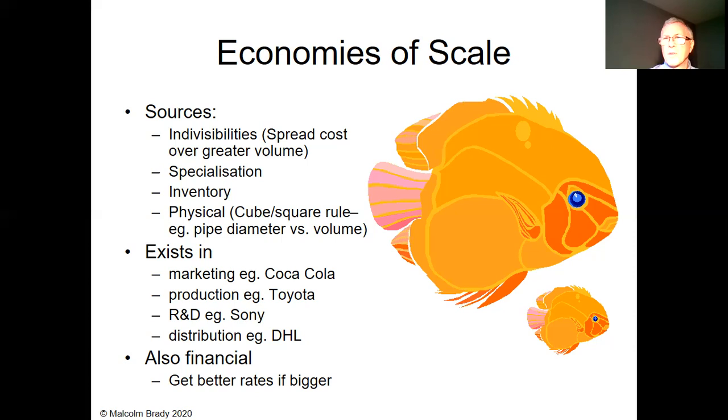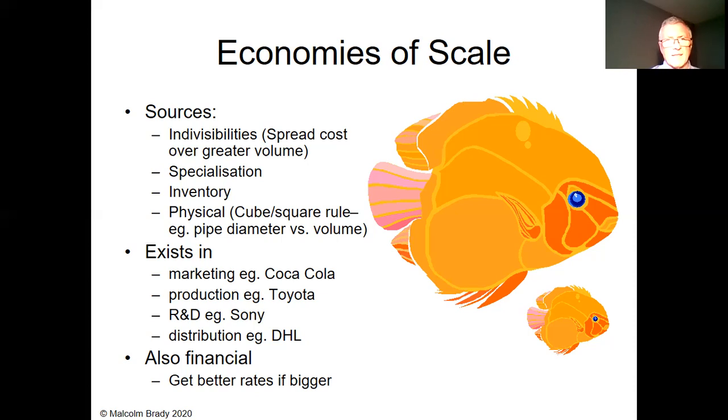But in doubling the diameter of the pipe, the volume of gas you can put through that pipe goes up by the square of the radius, the square of the diameter, and therefore you can push much more gas through, even though it doesn't cost you that much more to construct. So there's a kind of physical or engineering source of an economy of scale.